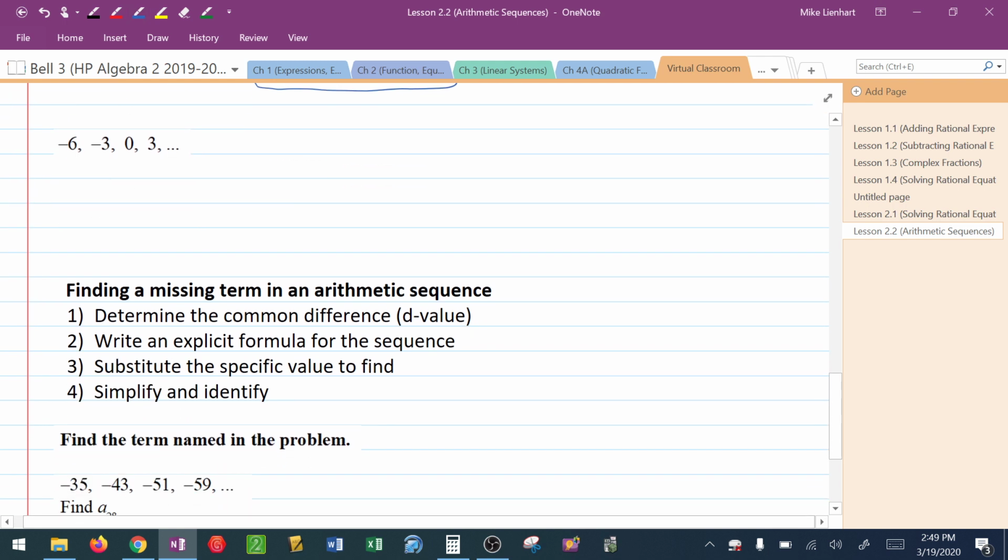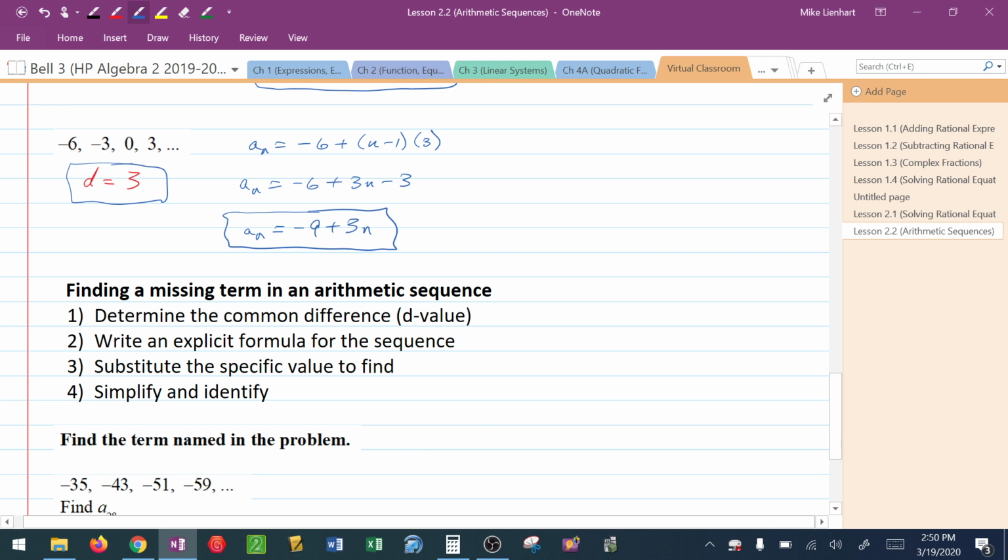I take a look at this next one. I notice that it goes up by 3. There's a common difference of 3. So my d value is 3. Okay? I'm going to say a sub n is equal to negative 6, first term, plus n minus 1 times 3, or a sub n is equal to negative 6 plus 3n minus 3, or a sub n is equal to negative 9 plus 3n. Again, this is my explicit formula. This is my common difference.